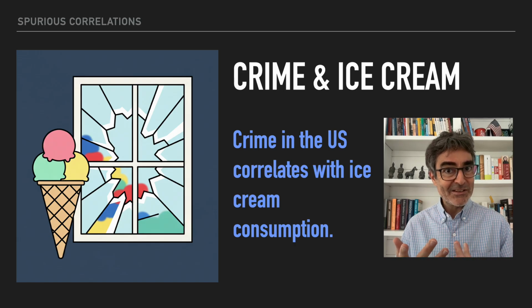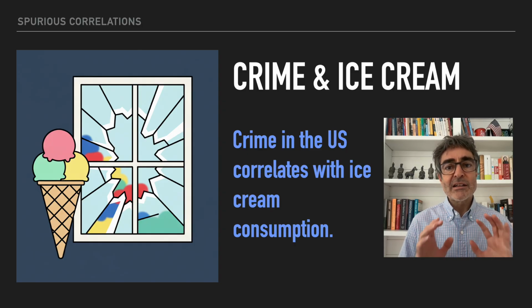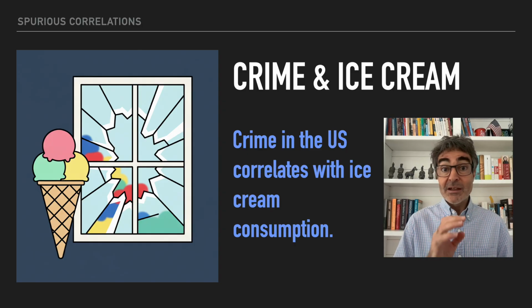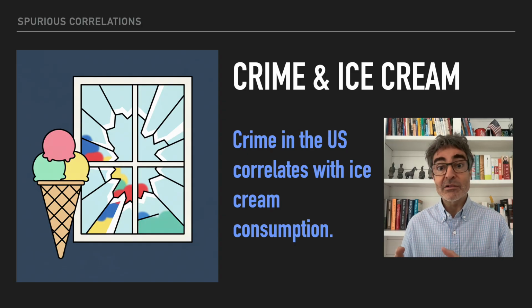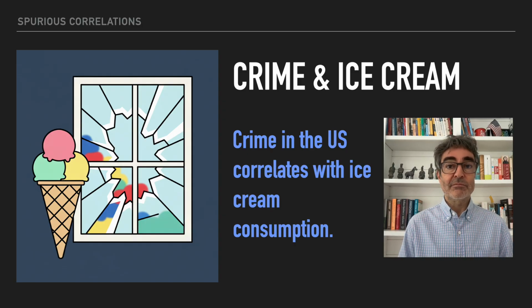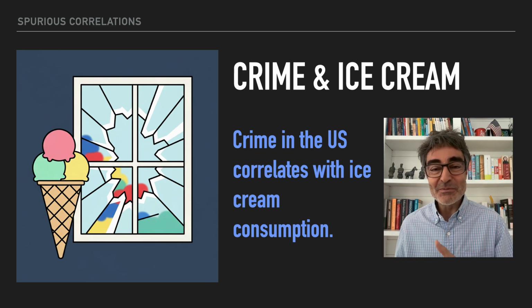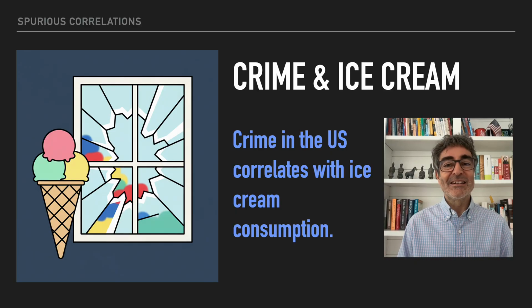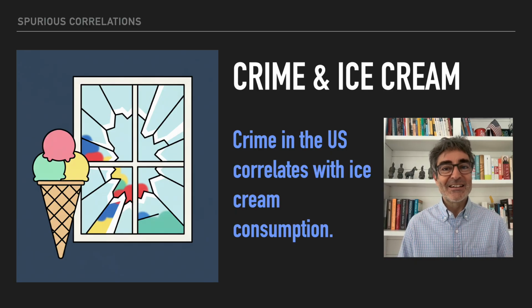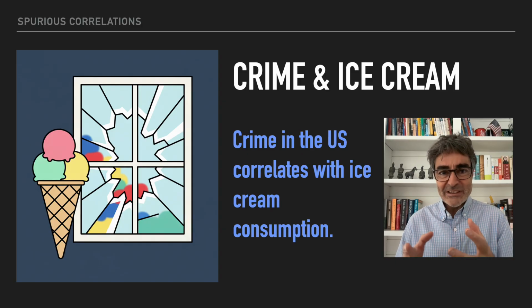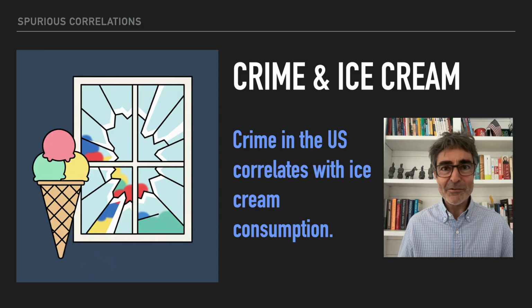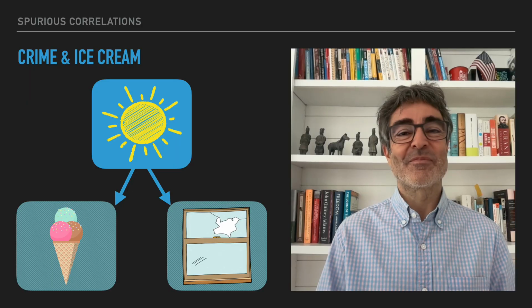So, let's get started. To better explain what spurious correlations are, let us consider the following example. In the US, crime is highly correlated with the consumption of ice cream. You heard me right. The more ice cream people consume, the more crime people commit. What's going on here? Is the consumption of ice cream truly leading to more crime? Of course not, right? It would be absurd for us to even suggest that. Obviously, something else is at play.